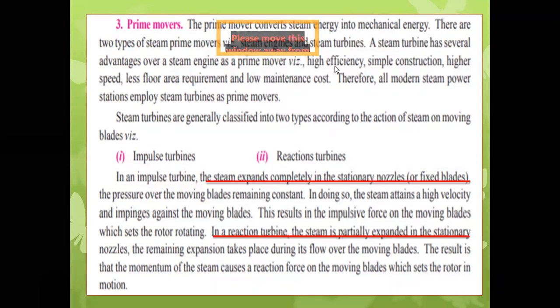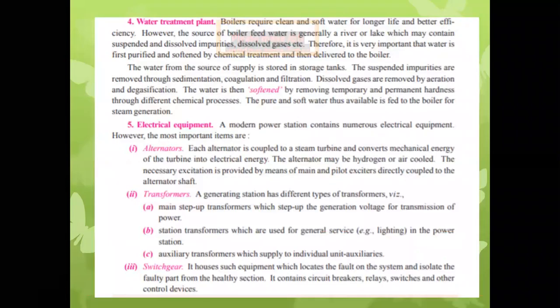Okay, so in the next part we will see the water treatment plant. As we know, a boiler requires clean and soft water for a longer life and better efficiency. So tell me, anyone, why does the boiler require clean and less salty water for longer life and better efficiency of the boiler? Tell me. Yes, can anyone explain?